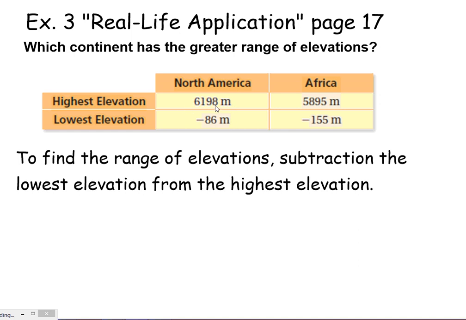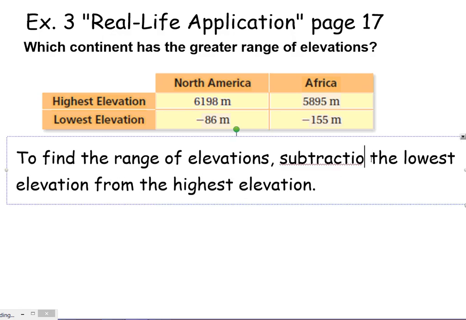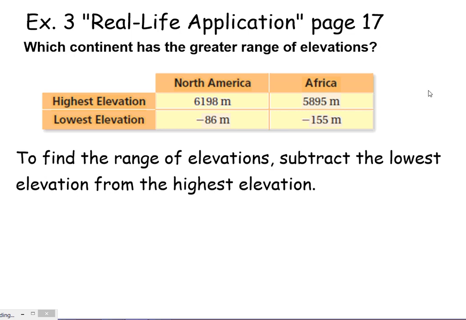The positive shows above sea level. The negative number represents below sea level. Now in Africa, the highest elevation is 5,895 meters. And the lowest elevation is negative 155 meters below sea level. To find the range of these elevations, we need to subtract the lowest elevation from the highest elevation.